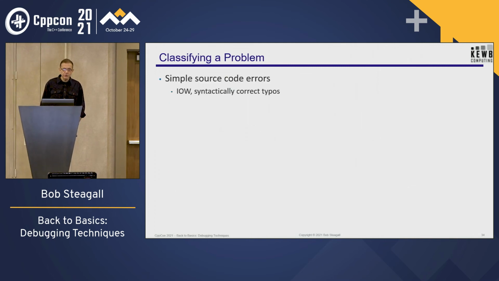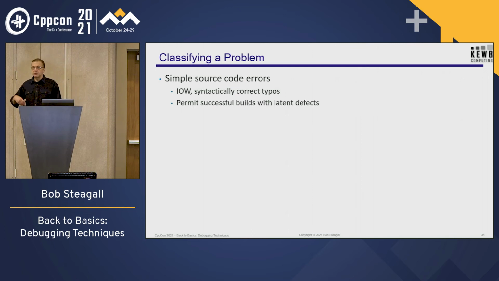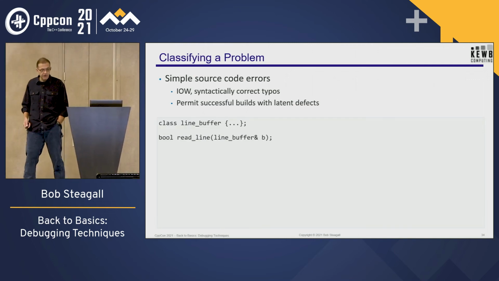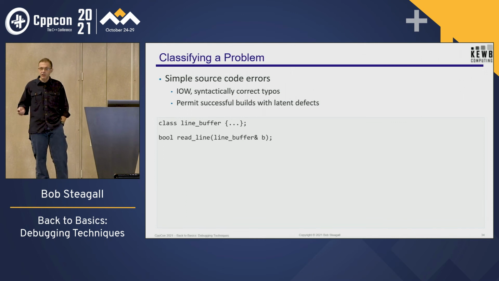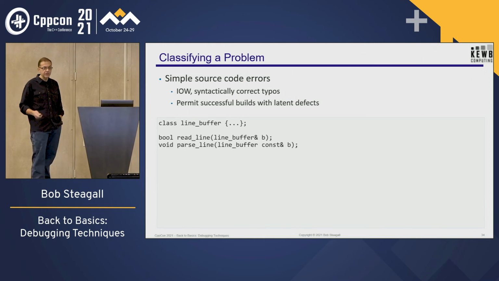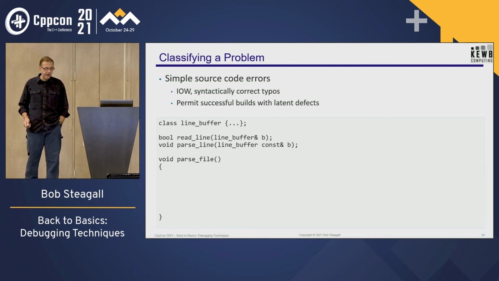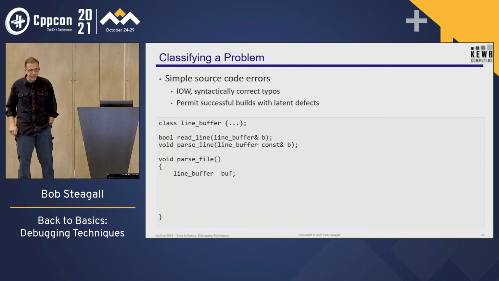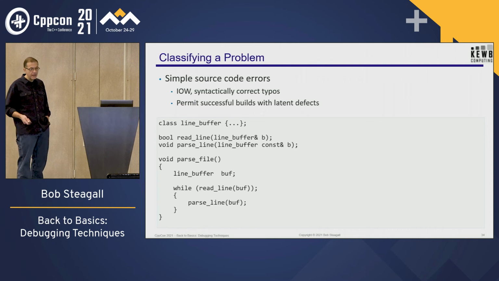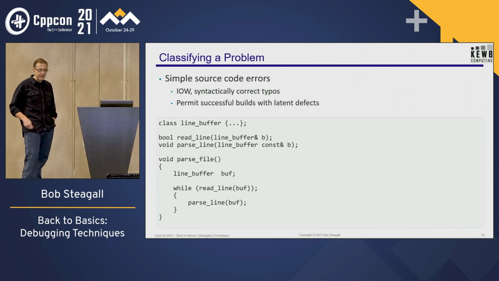There could be simple source code errors, in other words, syntactically correct typos that permit you to make successful builds, but they have latent defects in them. And here's a quick example of something stupid I did a few years ago. I was doing some parsing, so I had a line buffer class. I had a function to read line and a function to parse line. And I had a function to parse the file. So I dutifully instantiated my buffer. And I had a while loop where I would read a line and I would parse the line.